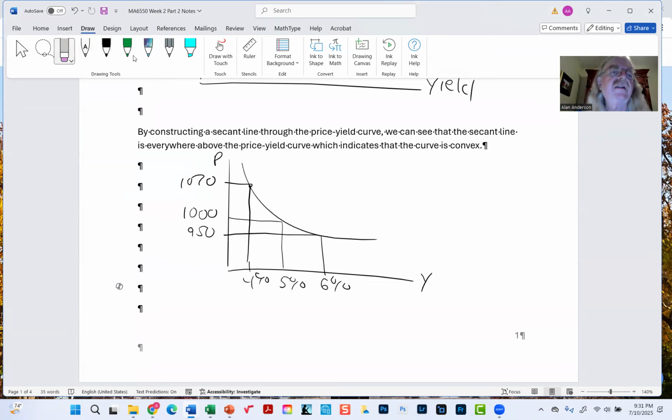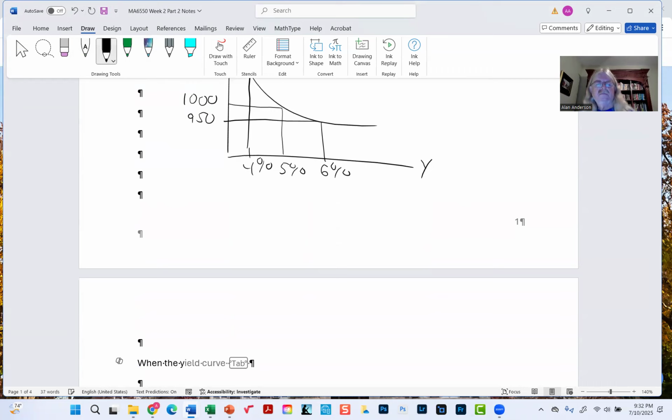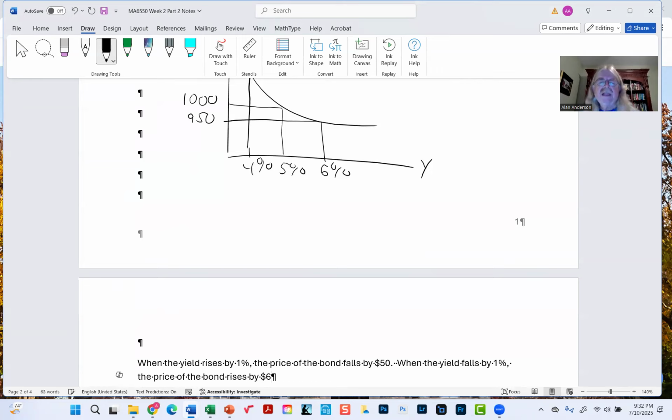The important detail here is that in one case, we moved up by 1%. In the second case, we moved down by 1%, but the impact on the price is different. Okay, so in other words, you can see that when the yield rises by 1%, the price of the bond falls by $50. When the yield falls by 1%, the price of the bond rises by $70. So that asymmetry between the two is because of the convexity of the curve.